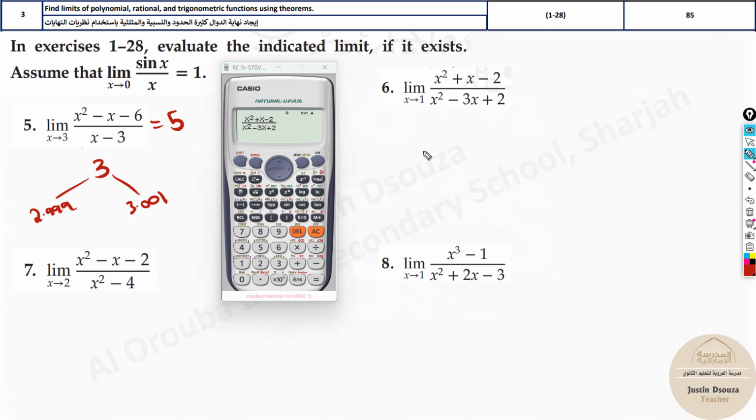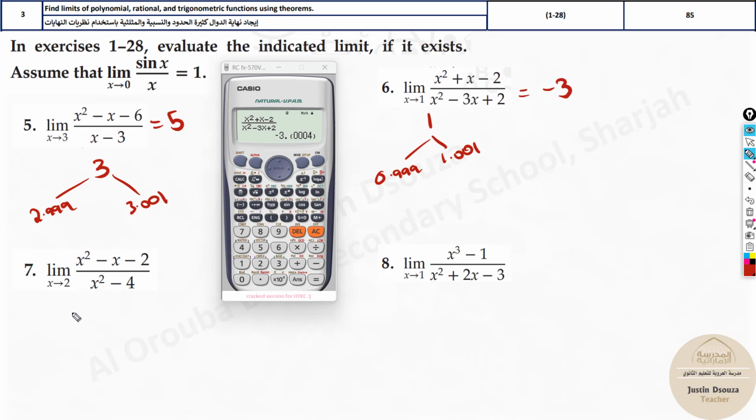You can write it, the closest values would be 0.999 and 1.001. And here, calc 0.999. What's the answer? It's negative 3. And let's check the other value as well, 1.001. Yes, it is negative 3 itself. So that's the answer. The answer over here is negative 3.